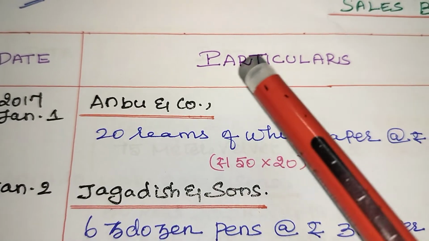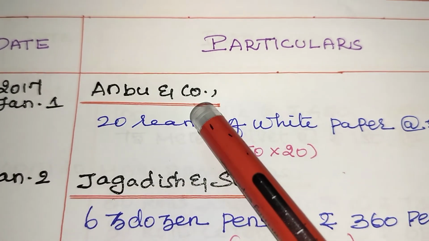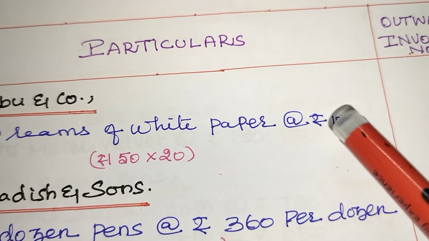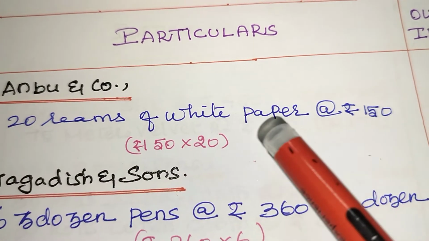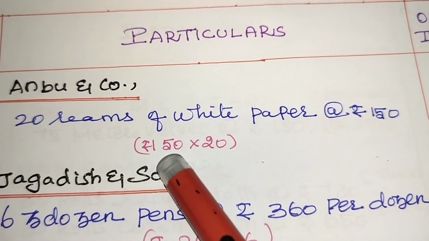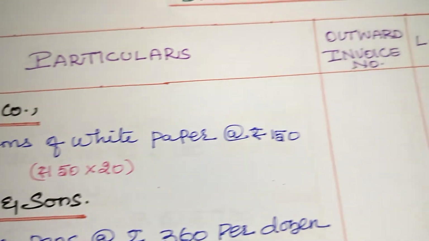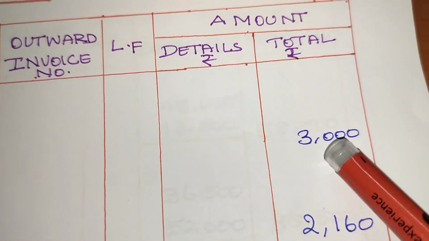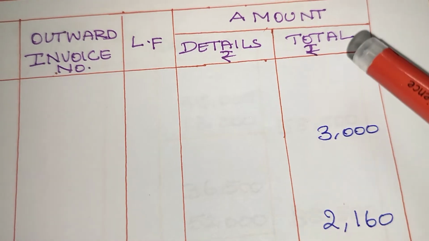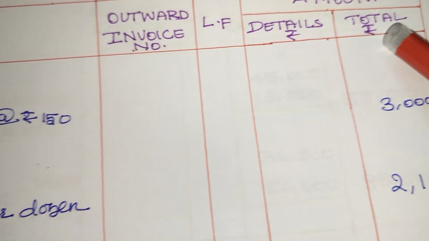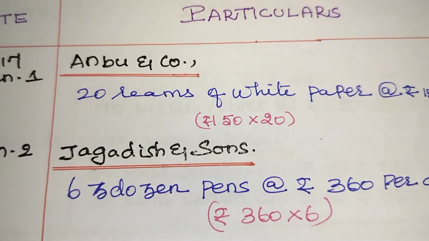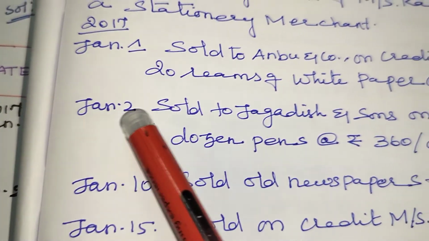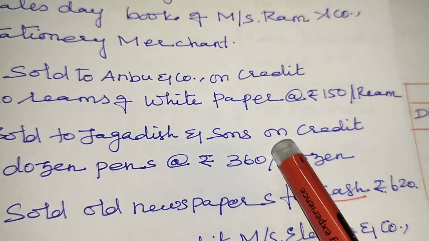Ram and Co sold goods to Anbu and Co. What details are given here? 20 reams of white paper at rupees 150. How do we calculate? We have to multiply 150 rupees into 20. How much do you get? You get 3000 rupees. You directly enter this 3000 rupees into the total column.